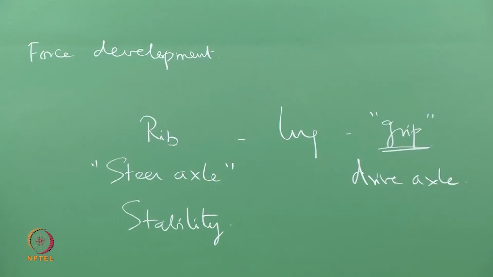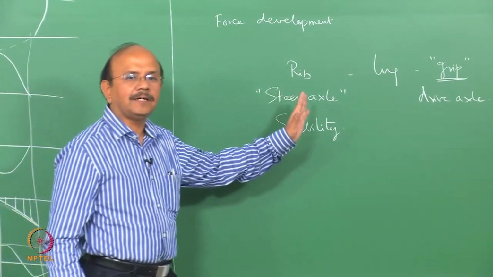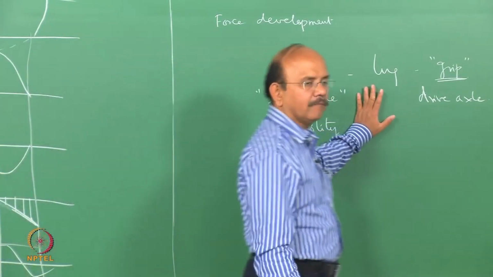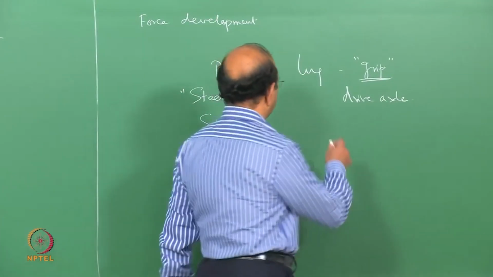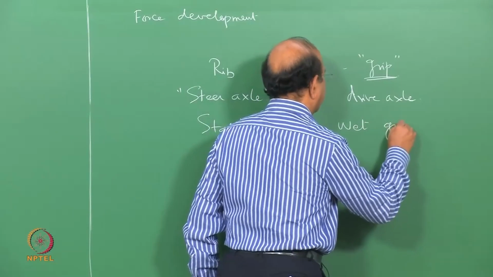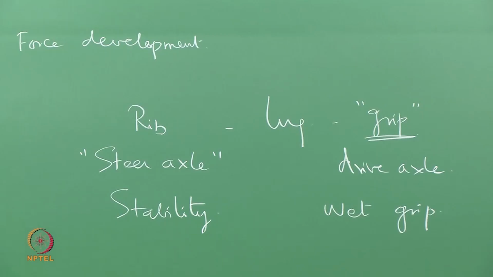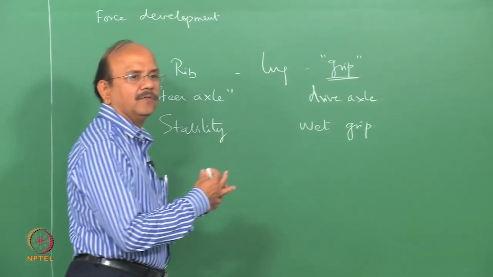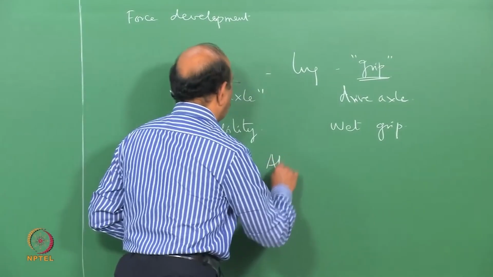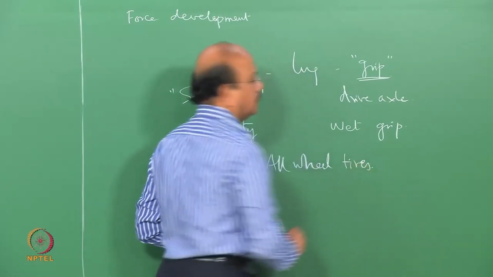Correspondingly, they would suggest that the lug tires are high grip, wet grip tires. Many of them would say it has a good wet grip. All of these statements, and then there would be tires which I called hybrid, which they would call all-wheel tires, and so on.